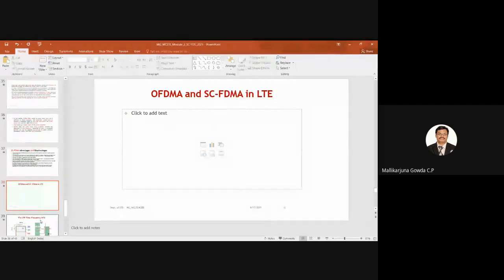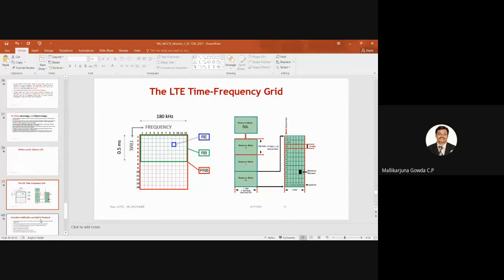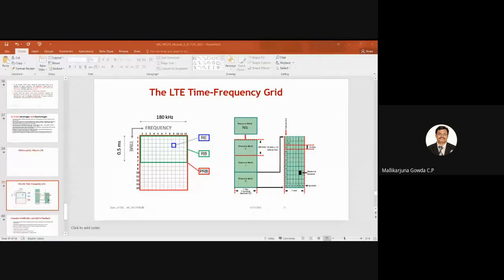Keeping that in mind, let me discuss the time frequency grid of LTE. Is that fine? Though I have discussed this, let me say once again about this time frequency grid. Yes, it is very, very important. I am going to discuss it in more depth when I discuss the frame structure of LTE. As of now, you should be able to understand a few things.